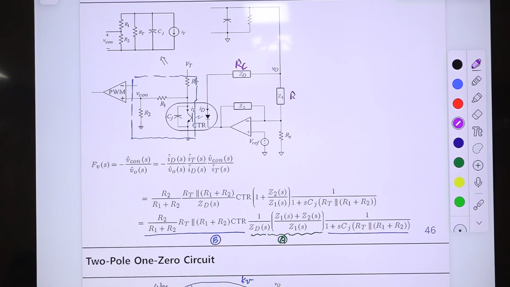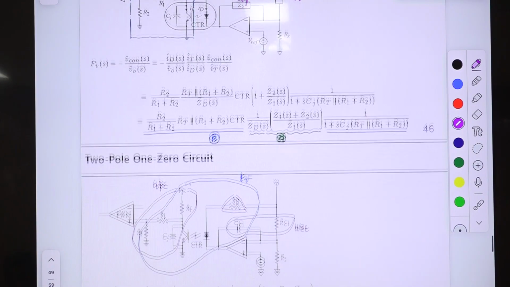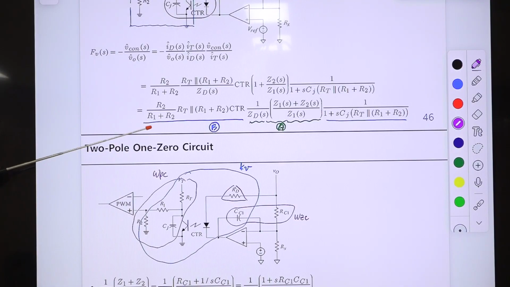This one is RC1 and CC1. Okay, so we have two RD, not RC. So we have two resistors and one capacitor here. Okay, that simplifies our job. So use this notation A and B.